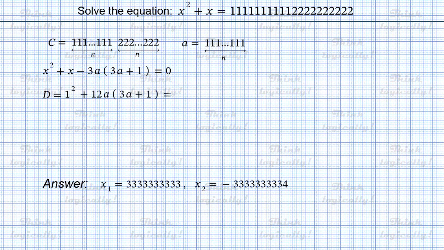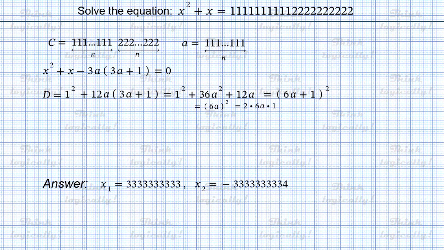Now we of course distribute, and surprise, 36a squared is the square of 6a. 12a can be interpreted as 2 times 6a times 1. While 1 squared is exactly what we needed to complete the full square. What remained is just using the well-known formula for the roots of the quadratic equation. So well known the formula is that I'm not even going to write it down.